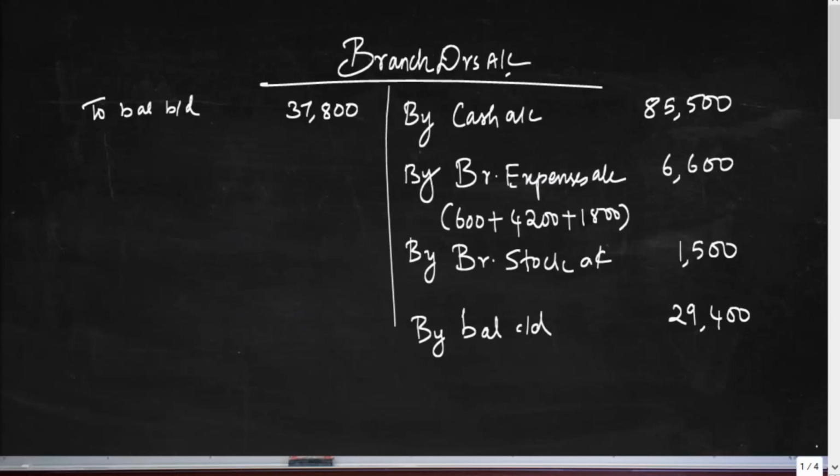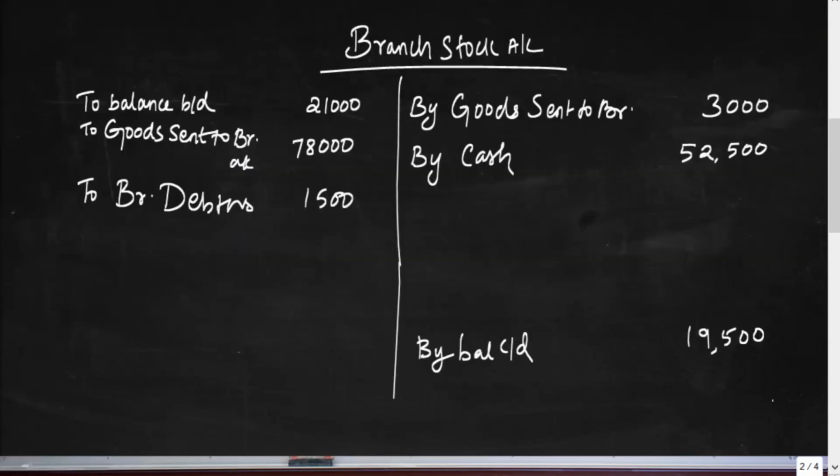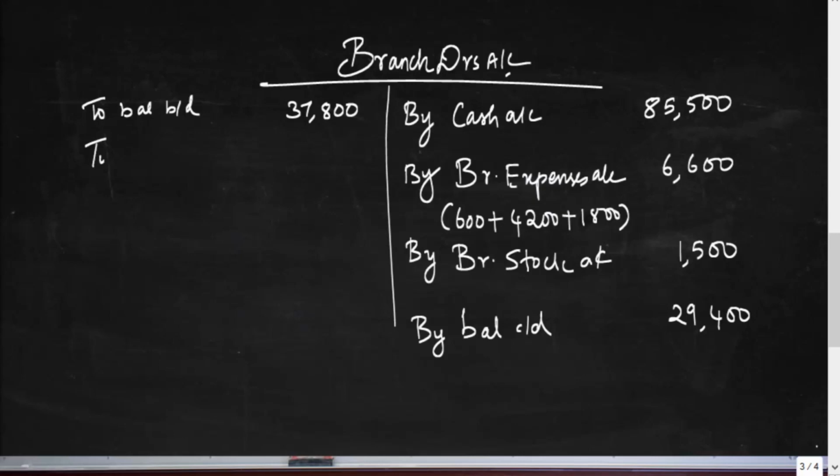Then do we have any credit sales? Yes, I think that was available immediately here. Credit sales is 85,200. So credit sales will also reduce the value of stock, but it will increase the value of debtors. So let's credit the stock first by branch debtors. How much? It is 85,200. But this is going to increase the debtors, that is branch debtors to branch stock. To branch stock, what is the value? 85,200.